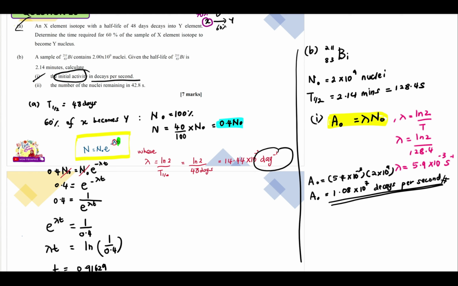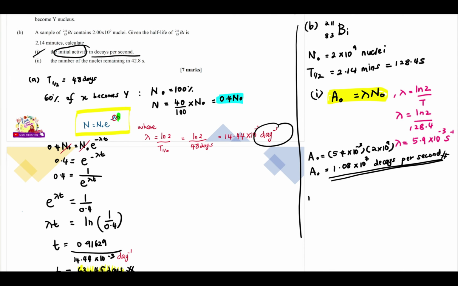And then the number of nuclei remaining in 42.8 second. Berapa the number of nuclei yang kita tinggal after T 42.8 seconds. So ini sama juga macam part A tadi. Kita akan guna formula N equal to N naught E negative lambda T. So daripada sini kita boleh selesaikan lah.